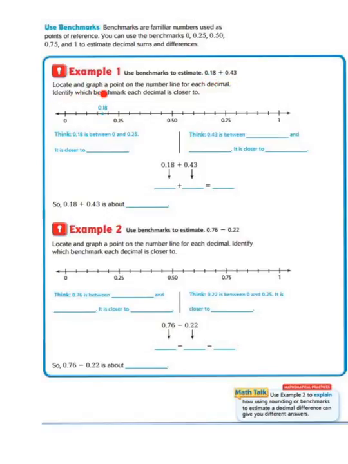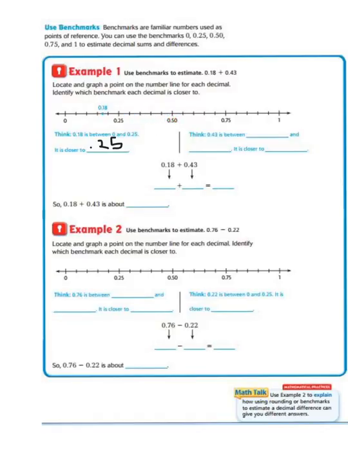So locate and graph a point on the number line for each decimal. Identify which benchmark each decimal is closer to. So if we draw out our number line and we place our 18 hundredths on there, we know that 18 comes before 25, so our 18 hundredths is going to come before our 25 hundredths, so it is closer to 25 hundredths.